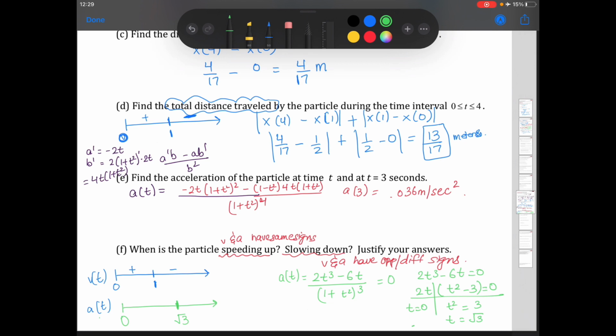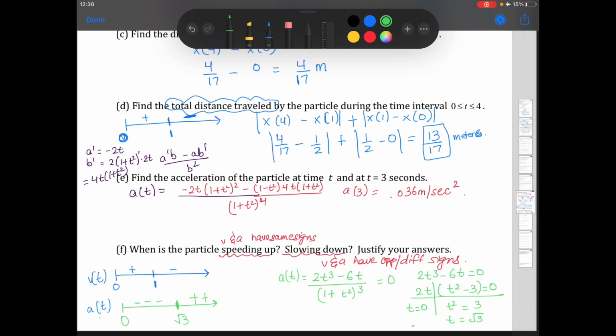So if I pick 1 and I substitute in here, I will end up with a negative number. This is a negative number, and if I pick a number greater than rad 3, it could be 2, 3, 4, any number, and you end up getting a positive number here. So now let's compare. So my first is from 0 to 1. It's positive, and here my acceleration is negative. So what's happening? It is opposite signs or different signs, so it is slowing down.